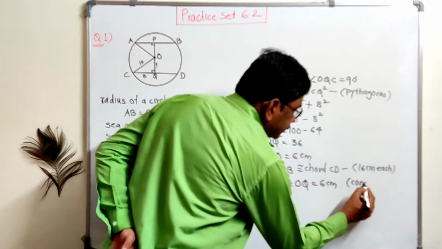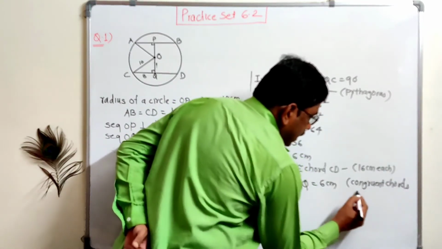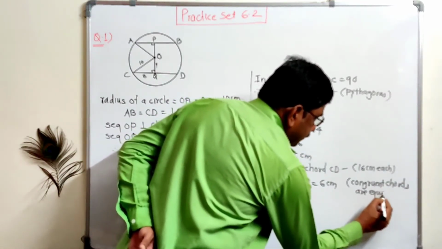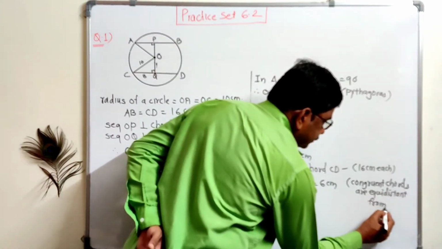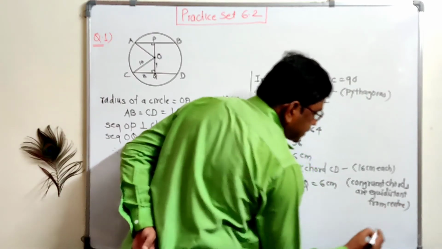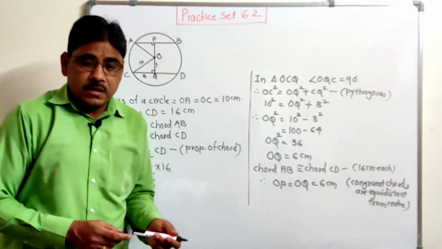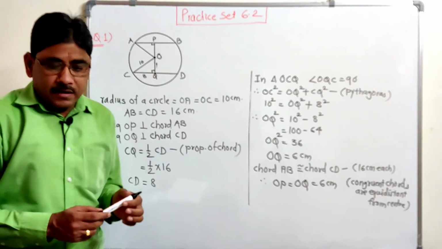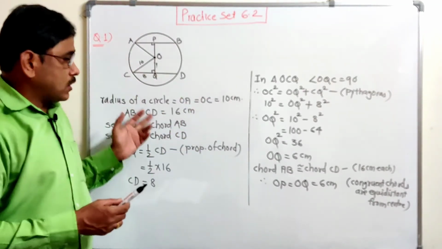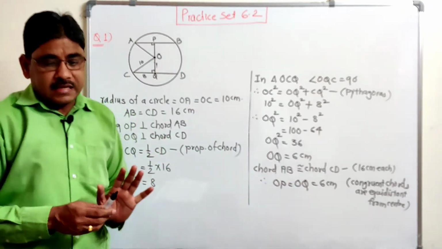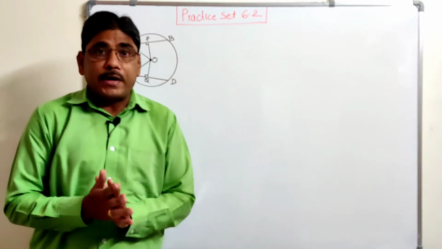Congruent chords are equidistant from center. So here OP equals OQ means distance of that chords from the center, that we have to find, the distance of these chords, both the chords from center, is 6 centimeter. So let us see question number 2 from practice set 6.2.